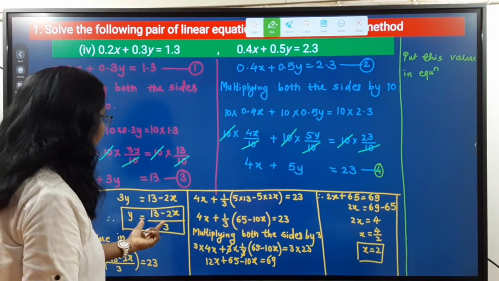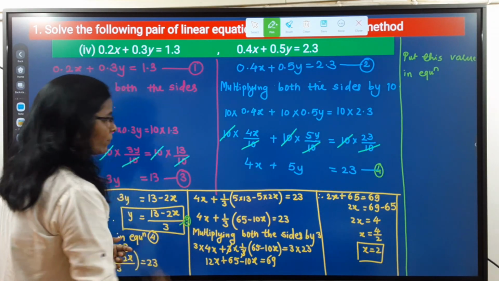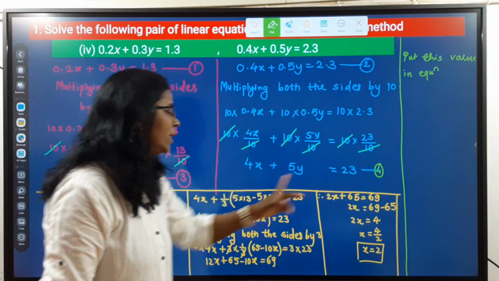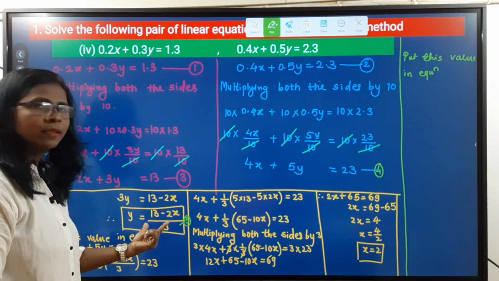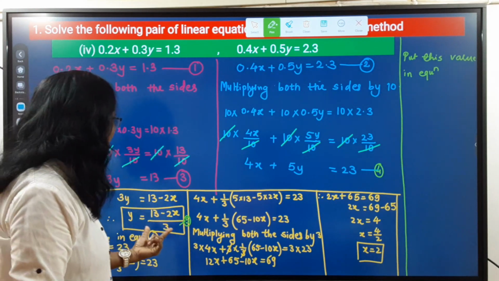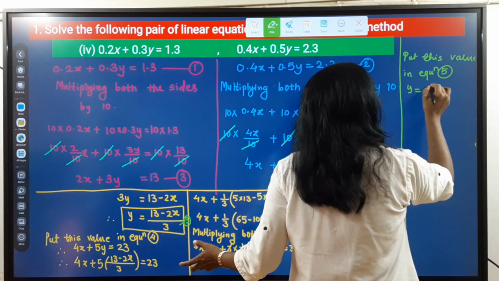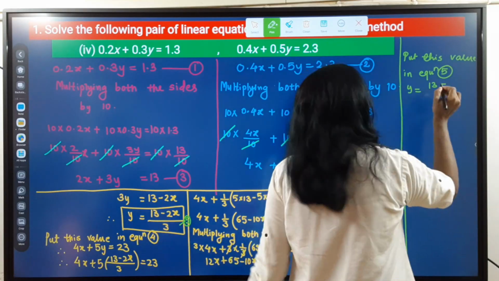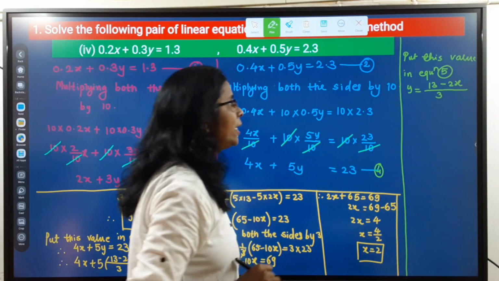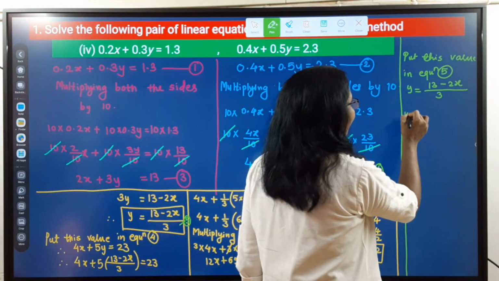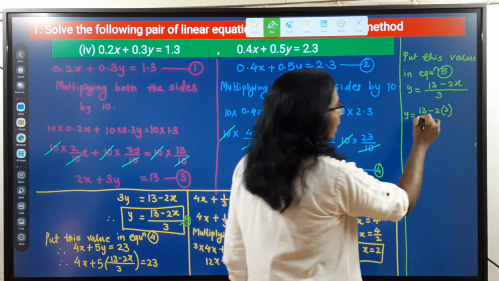I forgot to write the equation of this. So the number I have taken as 5. Okay, because the last one is the fourth equation. So I give this equation as the fifth equation. Okay, so y is equal to, in equation fifth, y is equal to 13 minus 2x upon 3. Okay. Then here substitute the value of 2. So y is equal to 13 minus 2 multiplied by 2 divided by 3.